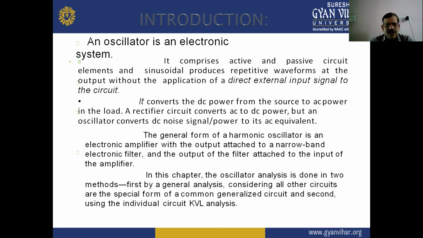An oscillator converts the DC power from the source to AC power in the load. A rectifier circuit converts AC to DC power, whereas an oscillator converts DC noise signal power to its AC equivalent. The general form of a harmonic oscillator is an electronic amplifier with the output attached to a narrowband electronic filter, and the output of the filter attached to the input of the amplifier.